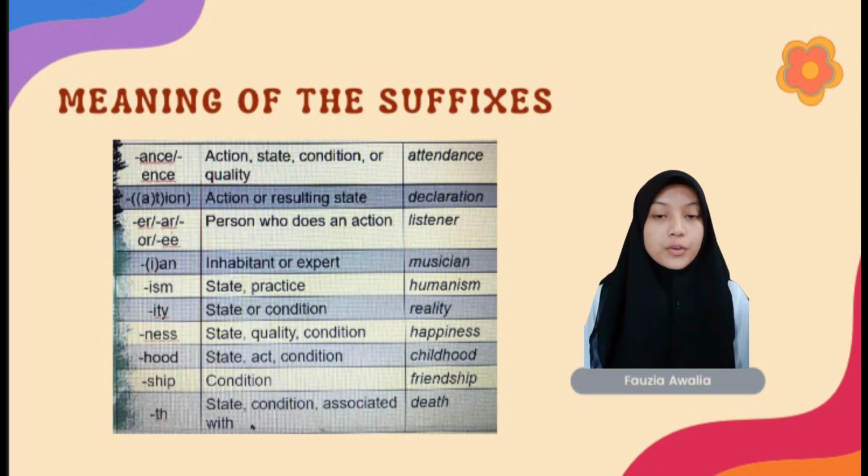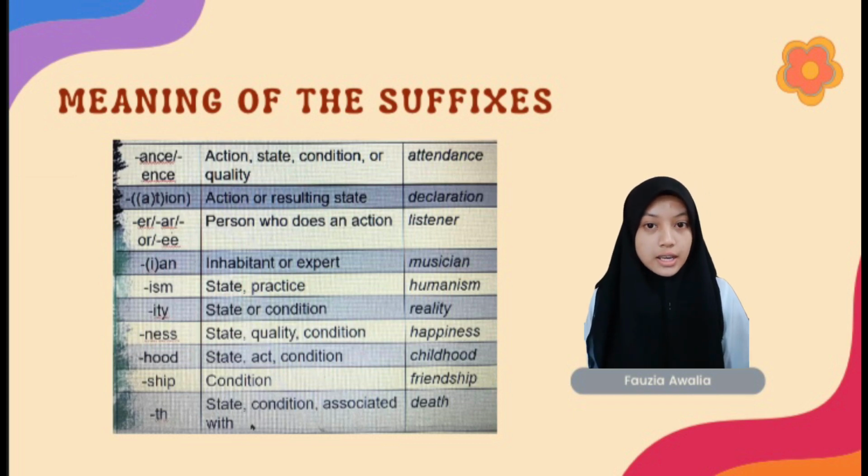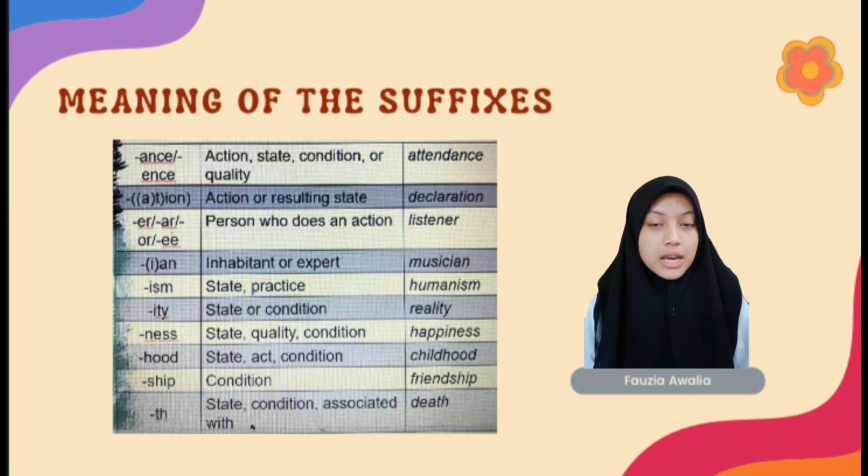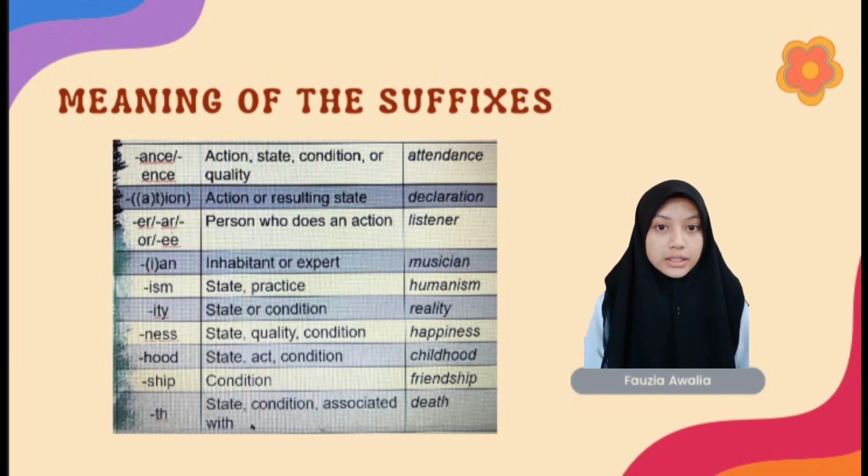ANCE refers to action, state, condition, or quality, and the example word is attendance. The second is ATION. ATION refers to action or resulting state, and the example word is declaration. Third is ER or OR refers to person who does an action, and the example word is listener. Fourth is IAN, refers to inhabitant or expert, and the example word is musician. Fifth is ISM. ISM refers to state, practice, and the example word is humanism. Sixth is ITY. ITY refers to state or condition, and the example word is reality.